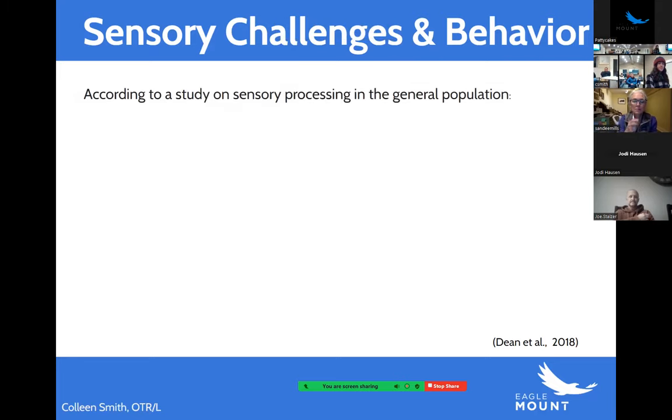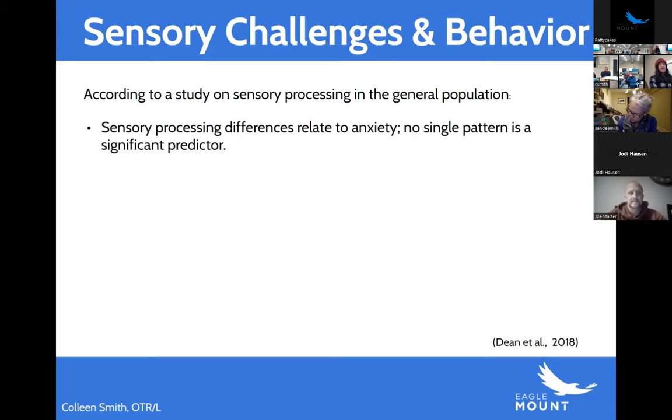Okay, so as we've chatted, it makes sense that sensory challenges would lead to behavior challenges, right? Because when you're dysregulated, it's going to come out some way. The study I'm referencing on this slide is on sensory processing in the general population, and sensory processing differences relate to anxiety. No one specific quadrant from that grid is a predictor of anxiety, but anyone who's an extreme representation in any of those patterns, it leads to anxiety.